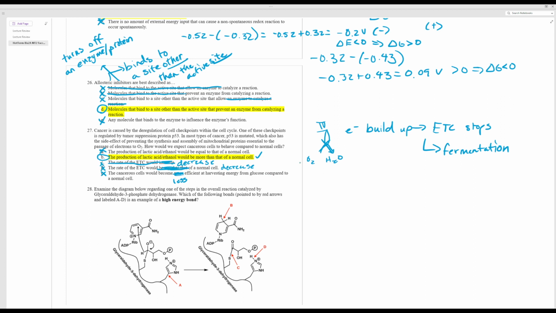So our answer is B. If you want to read more about this, it's called the Warburg effect. Hold on, I want to make sure I spelled that correctly. Yep, Warburg effect. It's pretty cool.